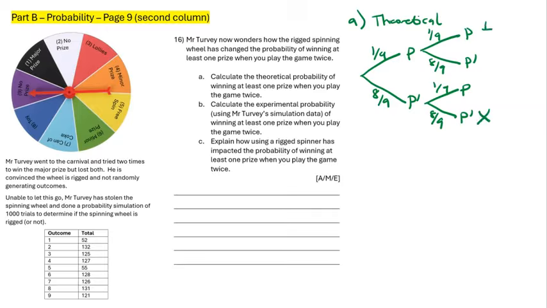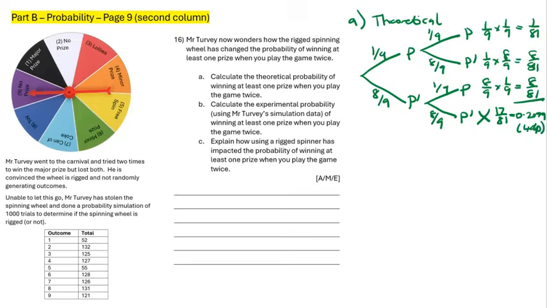So this branch up the top here, that's going to be 1 out of 9 times 1 out of 9, which is 1 out of 81. We've then got 1 out of 9 times 8 out of 9, and that there is 8 out of 81. And then finally we've got 8 out of 9 times 1 out of 9, and that there again is 8 out of 81. When I add those all together, I get 17 over 81, which is equal to 0.2099, and that there was rounded to 4 dp. So that means roughly 1 out of 5 times, if Mr. Turvey did this 2 new games, 1 out of 5 times he should win one of the major prizes.